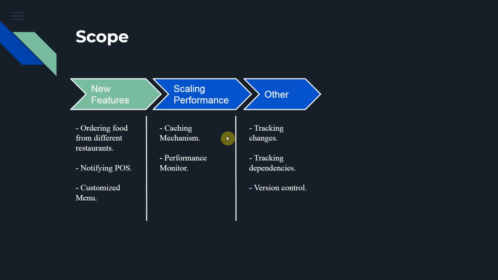So for scope, I have three main categories, such as new features, scaling performance, and other issues. The first feature is about adding support for customers to order food from different restaurants. The second one is about communicating order information between my website and the point of sale system of different restaurants.